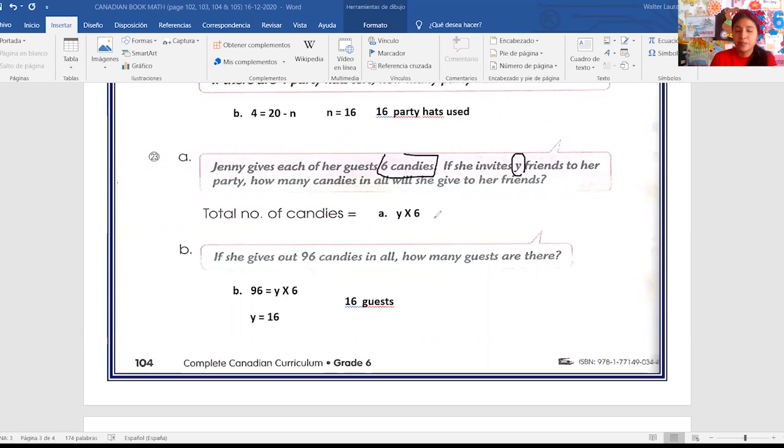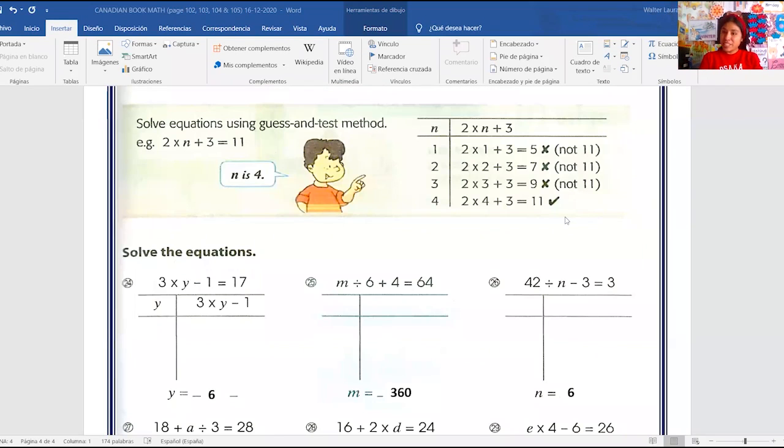This is multiplication. Now in letter B it says, if she gives out 96 candies in all, how many guests are there? So in this case it will be 96 equals y times 6. So in this case, we are going to have y equals 16. So how many guests are here? 16. Very good. That's right. Excellent. We completed the first part. Now let's continue with the next activity.